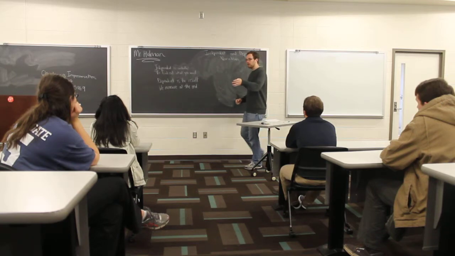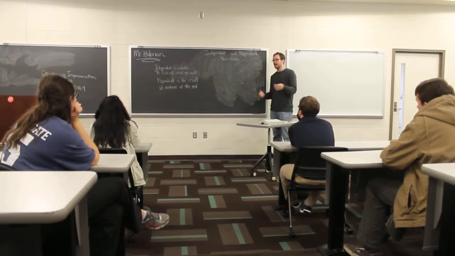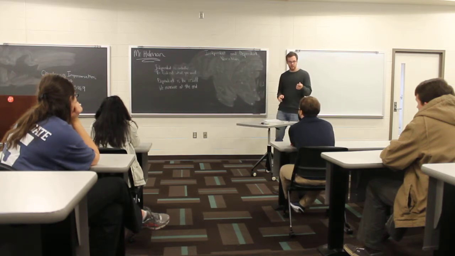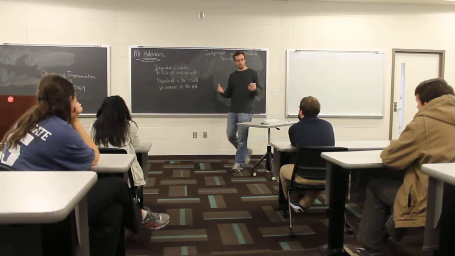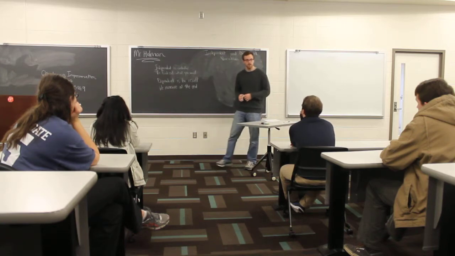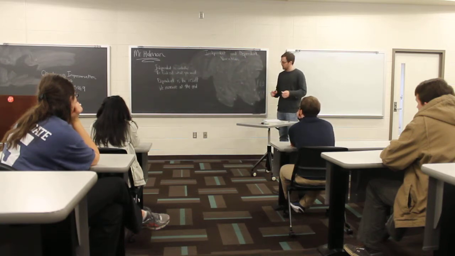So, Linson, which variable do you control? Do you have control over? The independent variable. Good. And Brent, which variable do you measure at the end of the experiment? The dependent variable. Good.